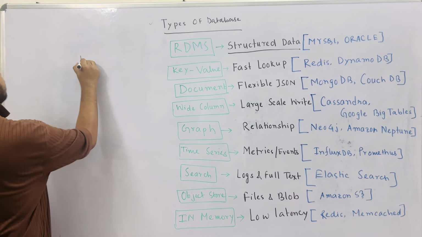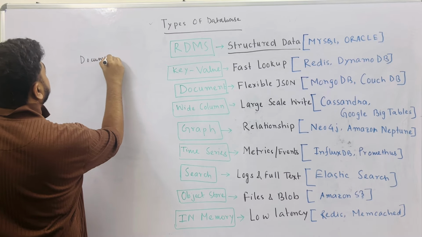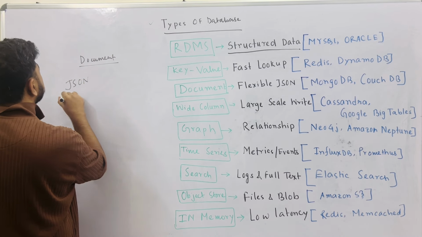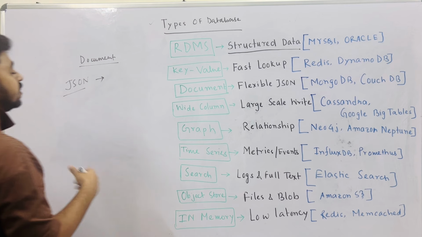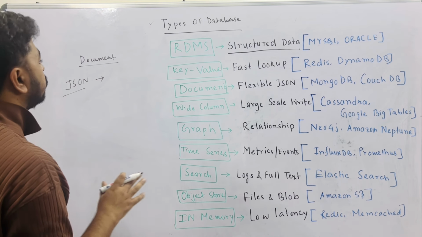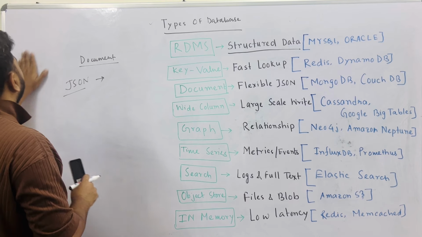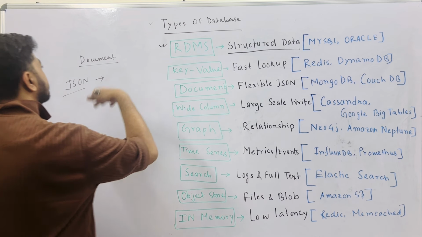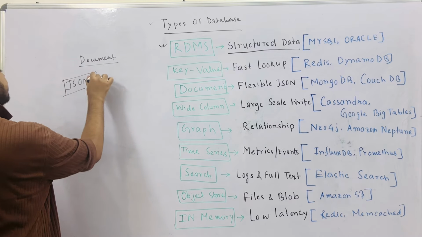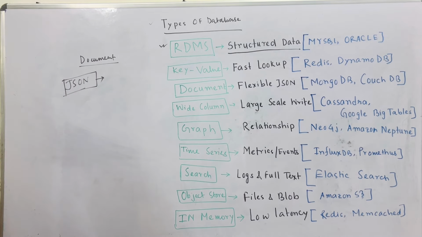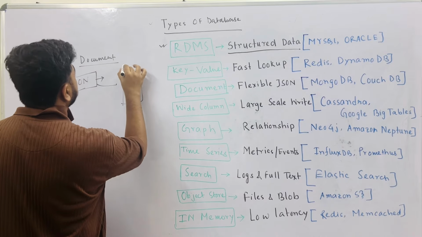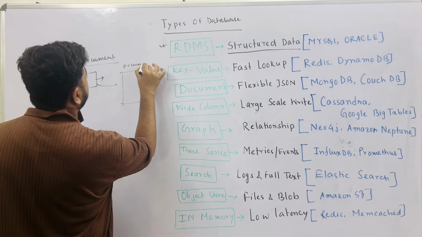The next type of database is the document type database. When you want to store a big JSON, when you don't have any fixed schema like RDMS and you are flexible with the schema, and the data is in JSON format, then the complete JSON can be stored in a database called a document database.